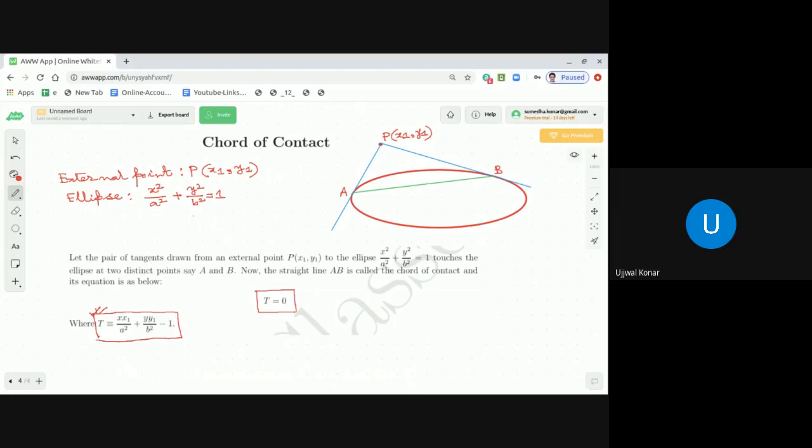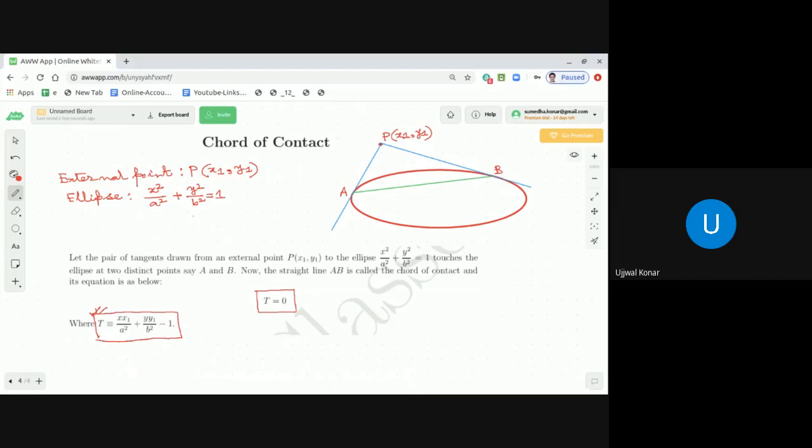Here the point P is external to the ellipse. We have drawn two tangents, as you see in front of you, in blue color. Those two tangents touch the ellipse at two distinct points A and B. Now we took these two points A and B and joined them with a line, which is in green color, as you see, that is AB. That is known as the chord of contact.